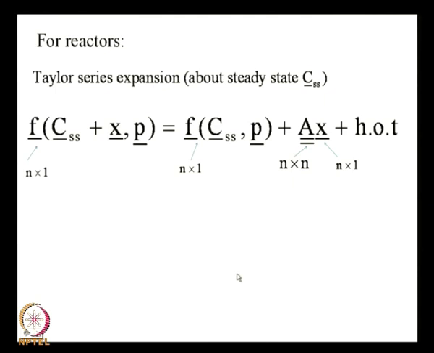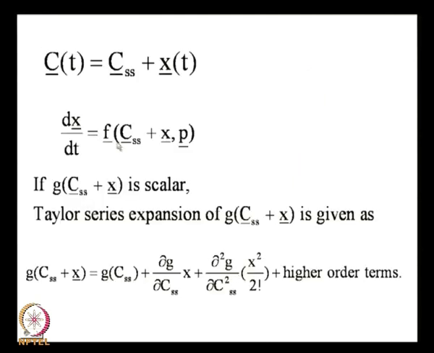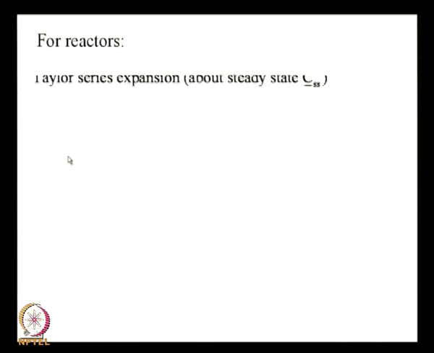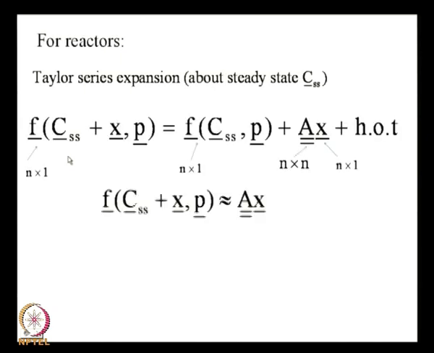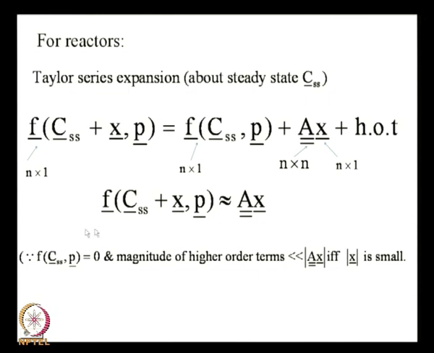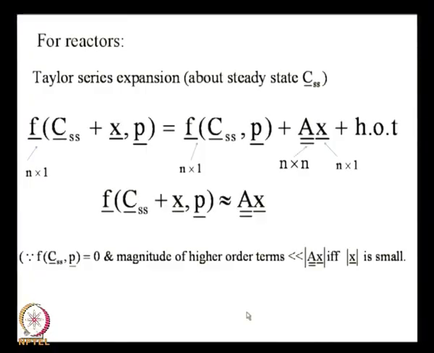And let me remind you, what was f_CSS(p + x)? That was dx/dt. So, essentially what we have is dx/dt equals a x, is it right? Now, this is what I just said. If x is very small, then the magnitude of the higher order terms is going to be smaller than the first order. This is what I explained in the scalar case. Because higher order terms like x squared, x cubed are obviously going to be even smaller.